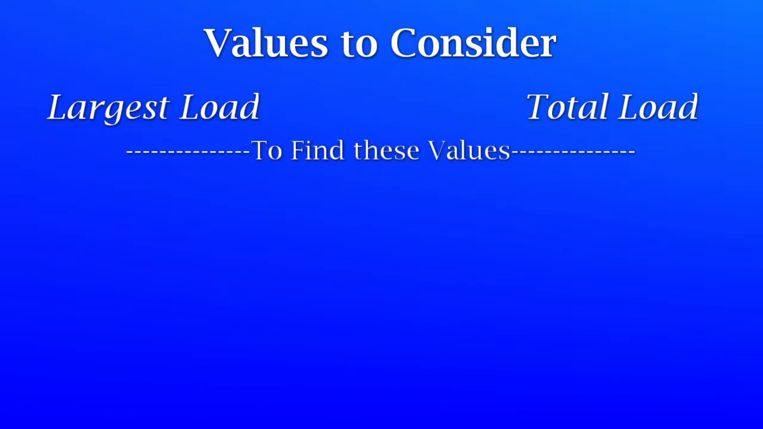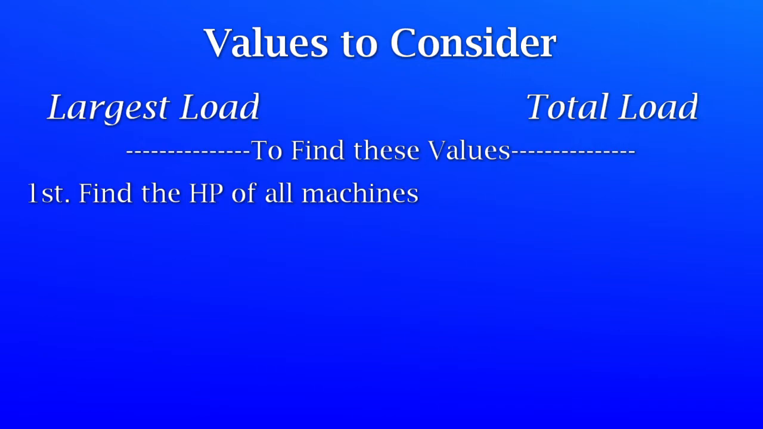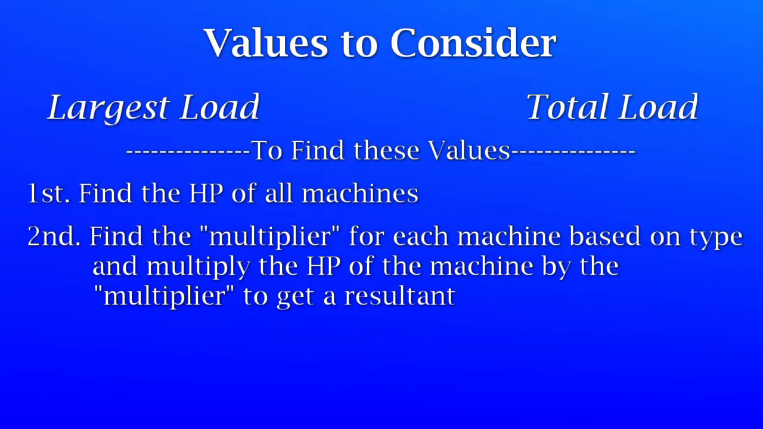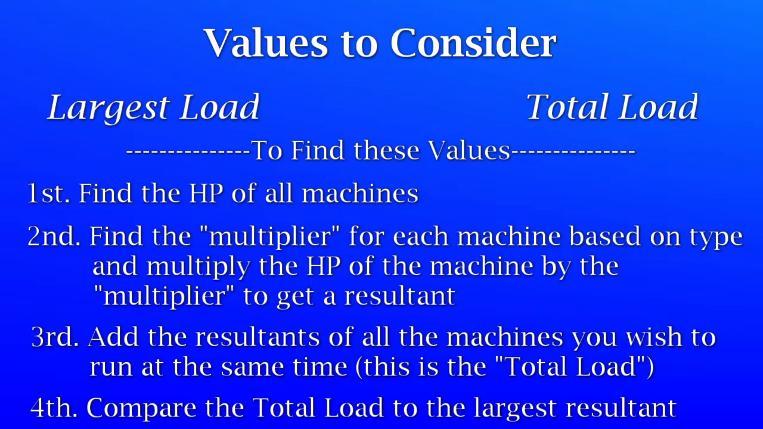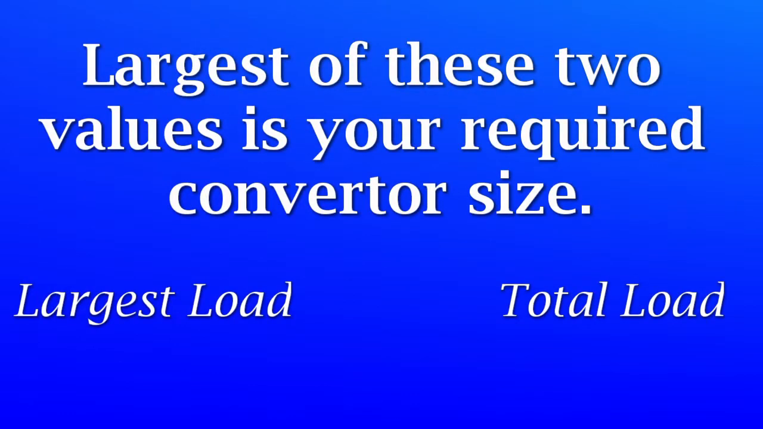The process for doing this is to first find the horsepower ratings of the main spindle of all your machines. Next, you need to find the multiplier for each machine within our load tables and multiply your horsepower of the main spindle times that multiplier, and you'll get a resultant number. Next, you'll take all of the machines that you want to run at any given time and add all of those resultant numbers together. Next, you will compare the sum of all of the machines that you want to run together to the largest single machine starting load, and you'll take the largest value.